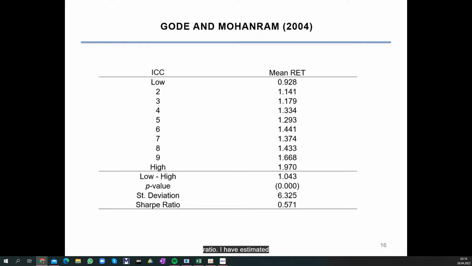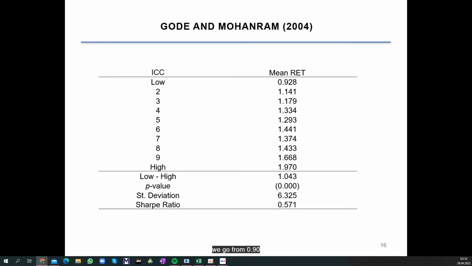I have estimated the implied cost of capital as suggested by Gode and Mohanram in 2004, and I formed the proposed hedge portfolio strategy using companies listed in the US stock market, NYSE, Amex, and Nasdaq. I sorted the stocks based on the implied cost of capital every year, and I calculated the 12-month ahead average stock return. You can see that as we go from low implied cost of capital to high implied cost of capital, the average future stock return increases almost monotonically.